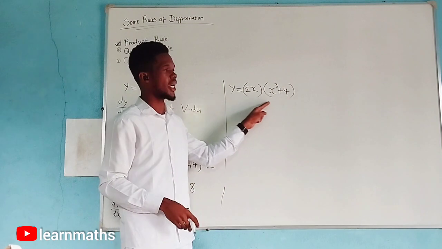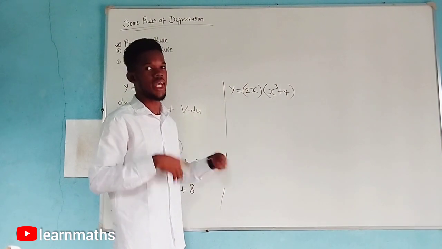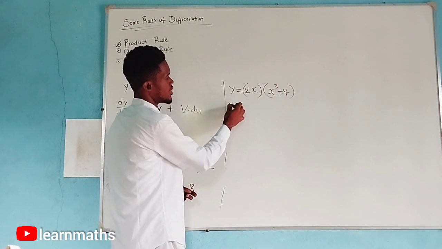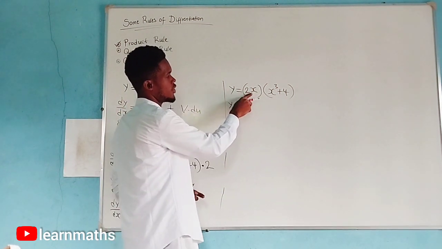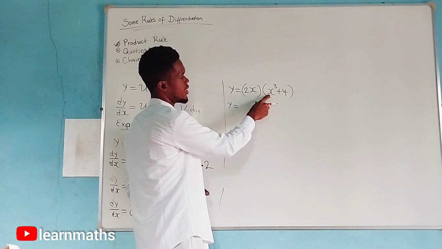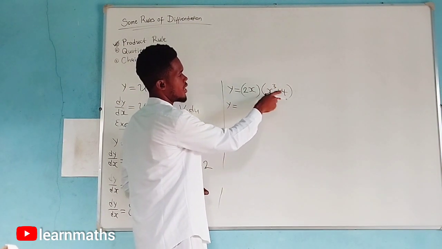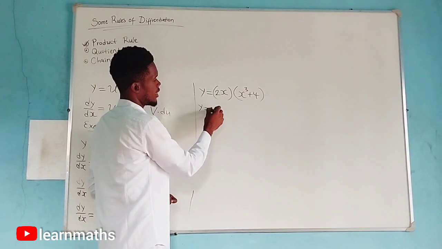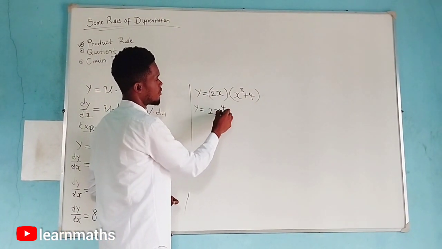We're going to open this bracket first before we then differentiate. Okay, so let's open this bracket and see what we get. Y is going to be this 2x now. We're going to use this 2x to multiply x raised to 3, and we're going to use this 2x to multiply 4, right? So 2x times x raised to 3, that is 2x raised to 4, right?